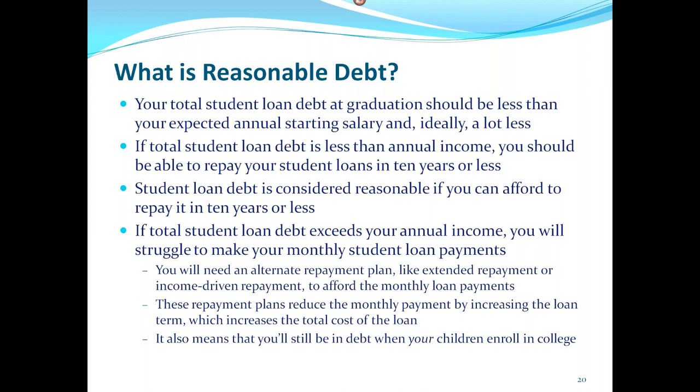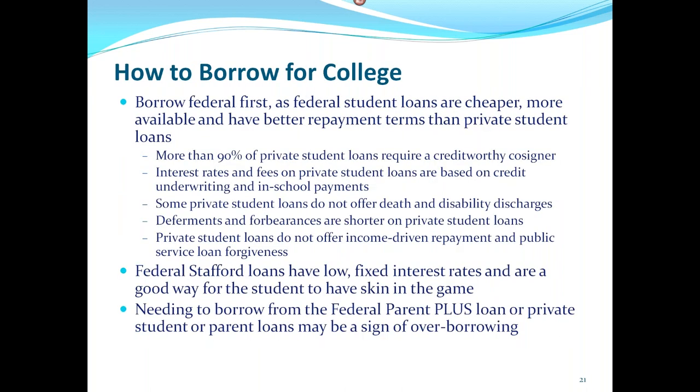So I already talked about reasonable and affordable debt. If your total student loan debt exceeds your annual starting salary, you're going to struggle to make those loan payments in 10 years. And so what you'll need is an alternate repayment plan like extended repayment or income-driven repayment, which will reduce the monthly payments by stretching out the term of the loan. And that means that instead of 10 years in repayment, you might be in repayment for 20, 25, or even 30 years. And that means you will still be repaying your own student loans when your children go to college. That's not an ideal situation.